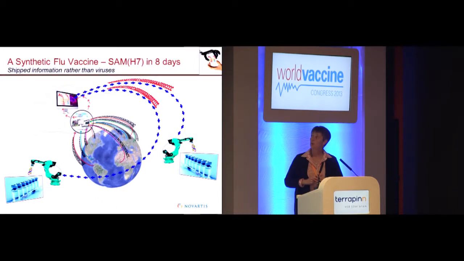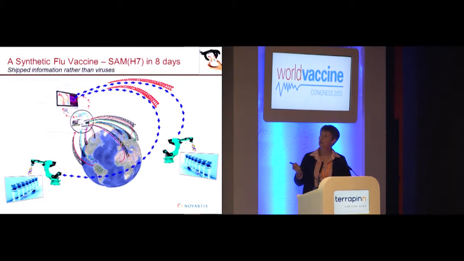And we were able, starting from the posting on the web of the H7 sequence, to come up with an RNA vaccine within 8 days. So this shows the strength of shipping information rather than shipping viruses, as we all know that if we have to wait until viruses have been rescued and shipped from CDC and WHO, that can take up to several months.